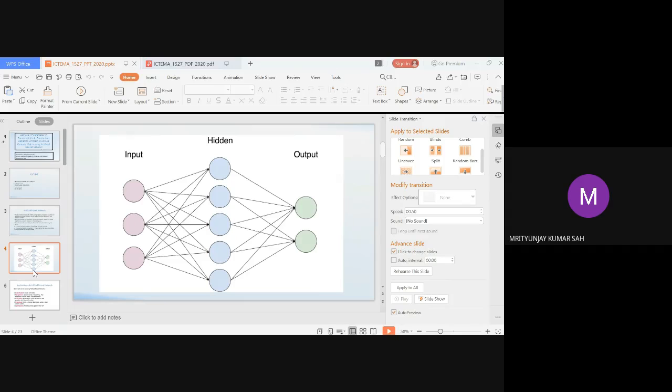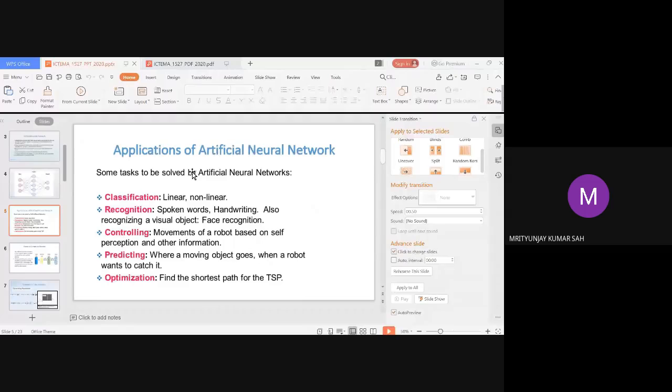Yes, sir. So now it is slide number 4, which is being shown here. This is the basic structure of the artificial neural network. Here, these are the input and these are the hidden layers where all the data are processed. And then finally, we get the output. So after this, the fifth slide is the application of artificial neural network. There are some tasks to be solved by artificial neural network, and that is classification.